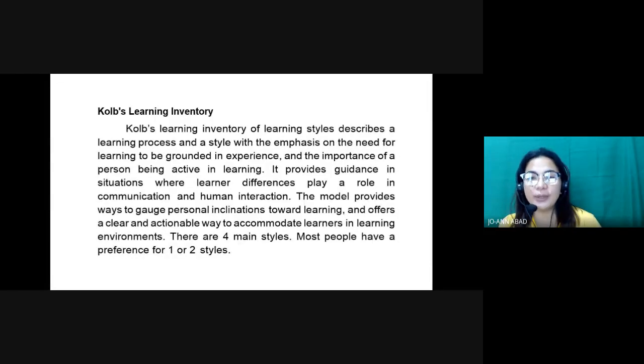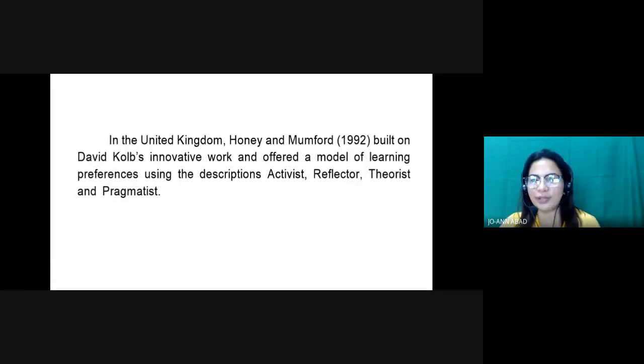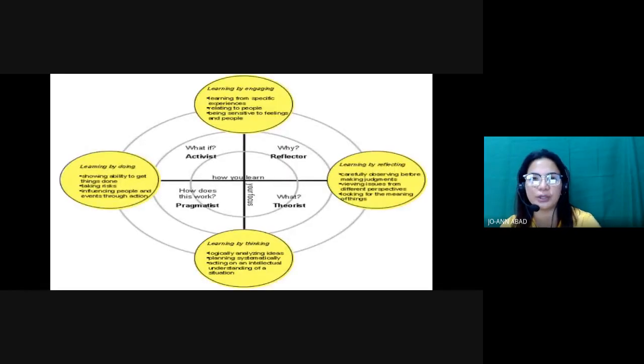Okay? The model provides ways to gauge personal inclinations toward learning, and offers a clear and actionable way to accommodate learners in learning environments. And there are four main styles. And most people have a preference of one or two styles. Ano-ano ba yun? So later. And in the UK, United Kingdom, Honey and Mumford in 1992 built on David Kolb's innovative work and offered a model of learning preferences using the descriptions: activist, reflector, theorist, and pragmatist. So, ito yung nabuo nila. So, they innovate. So, this is their learning preferences, descriptions.